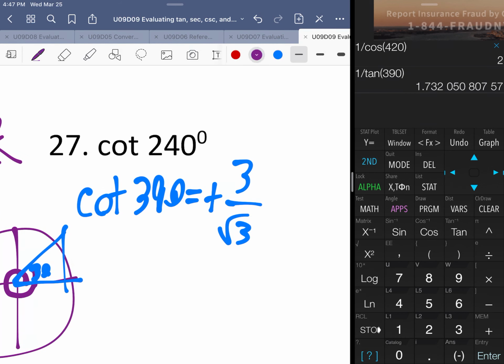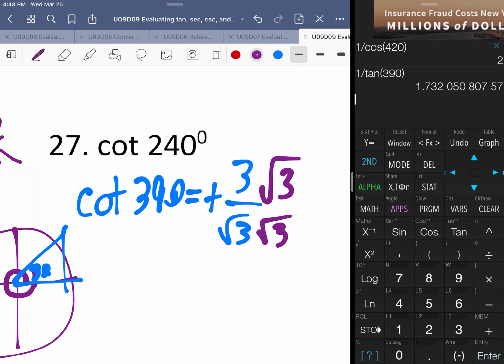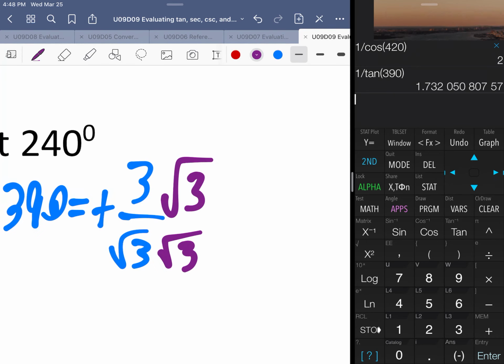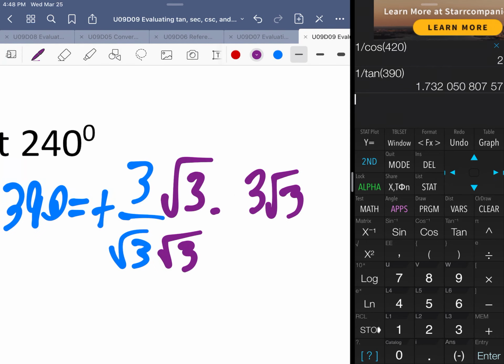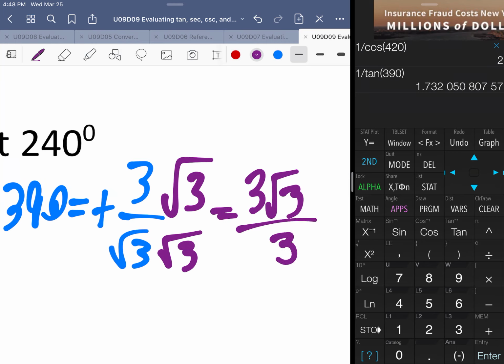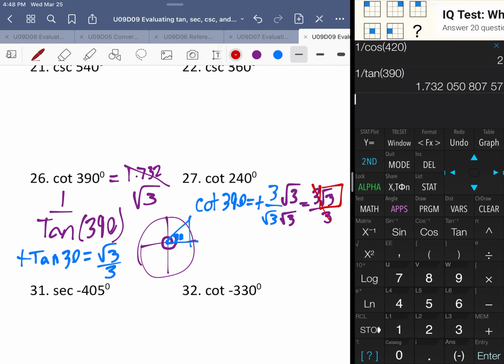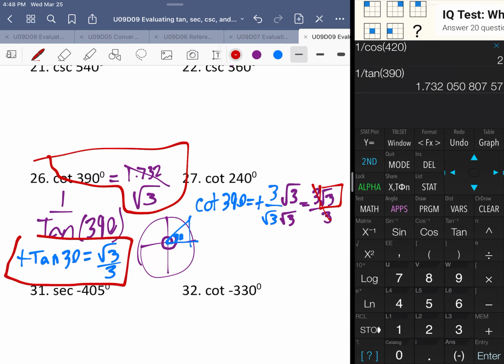We can't leave our final answer that way, so we're going to multiply the top and bottom by radical 3, because you can't have a radical in your denominator. The 3 radical 3 in the numerator will stay, and the denominator will become 3, and the 3's will cancel out, leaving us with radical 3. So we can do it really fast with a calculator, if you know your decimals. If not, you have to go through the process of finding the tangent of the reference angle and giving it the appropriate sign, and then performing the reciprocal.